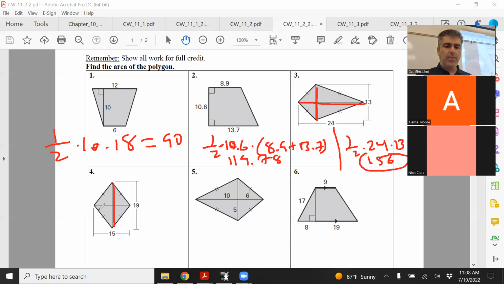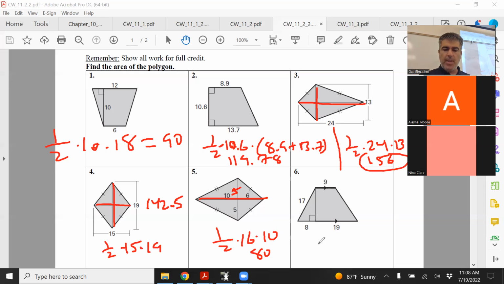This will be 19. This will be 15. That'd be 142.5. This is 16 this way. That's number 5. The kite will cut one of the diagonals in half. So it's 1/2 times 16 times 10, which should be 80.